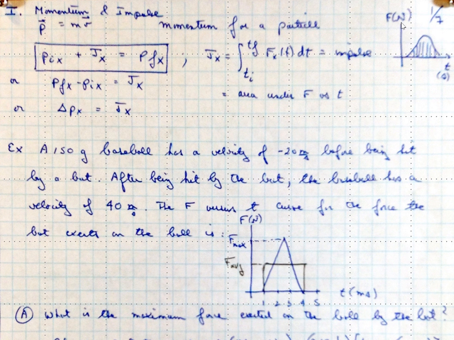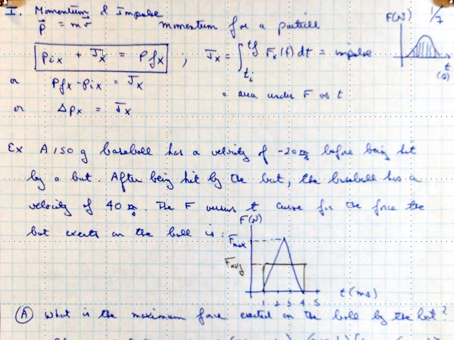So if you imagine an F versus t plot of the force, vertical axis is F, horizontal axis is t. F has some direction. I'm imagining that F is in the positive x direction here, but it could be more complicated than that. The geometric interpretation of J sub x is the area under the F versus t curve, and so the initial momentum of the particle plus the impulse acting on the particle is equal to the final momentum of the particle.